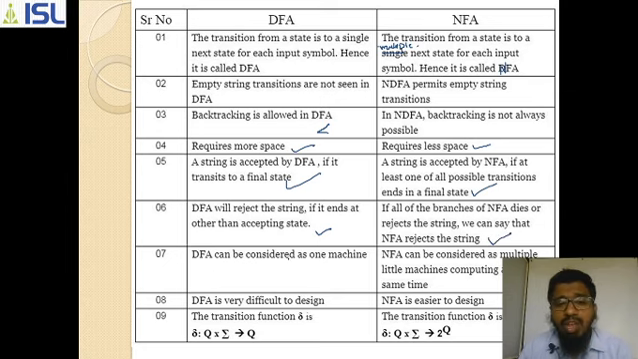Now DFA can be considered as one machine. NFA can be considered as multiple little machines computing at the same time. Take the example of lottery or politician, meaning voting. Now the next point is DFA is very difficult to design. NFA is easier to design.